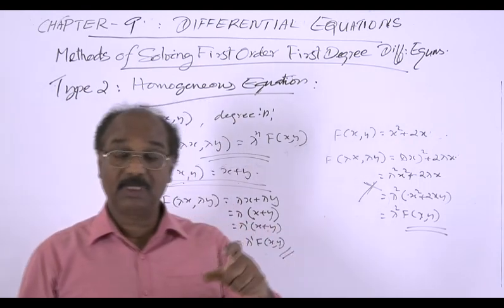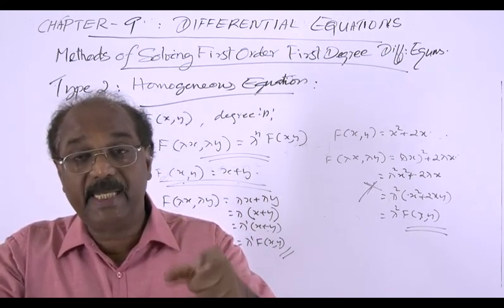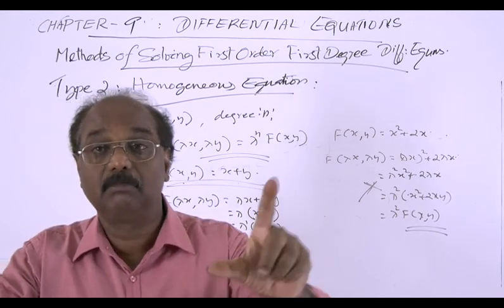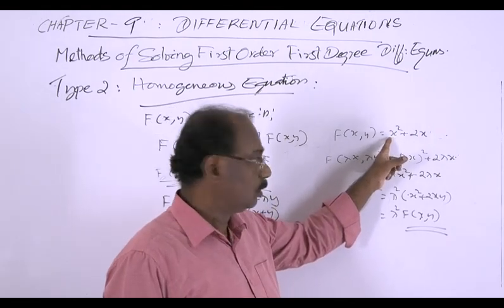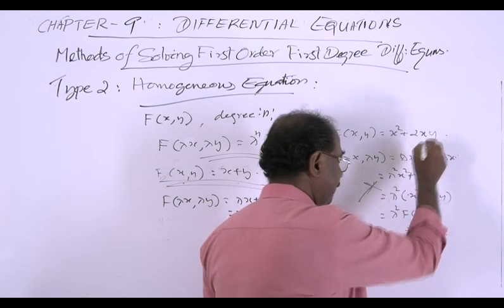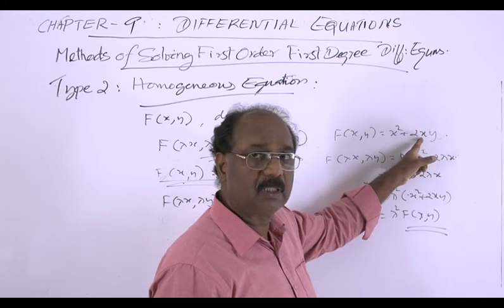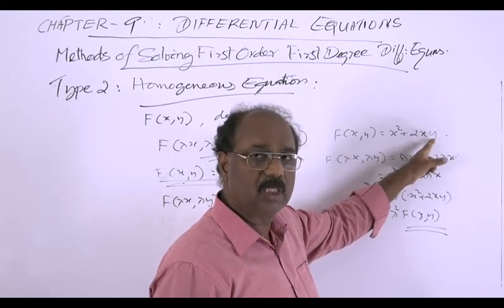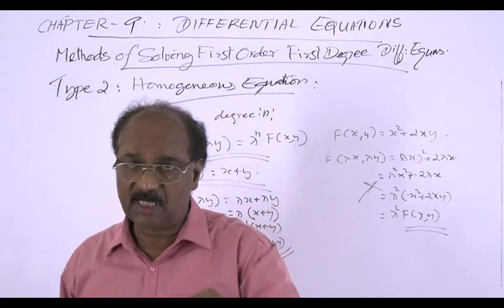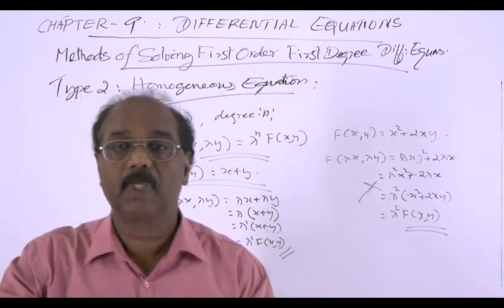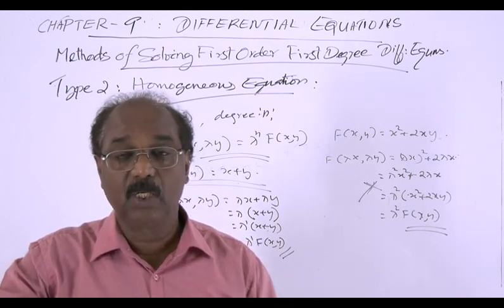That is, homogeneity comes in that form: the total degree of the variables in each term is the same. Here the first term has degree 2. In 2xy, x has power 1 and y has power 1, total 2. So the total degree of all the variables involved in each term is the same in the case of homogeneous functions.